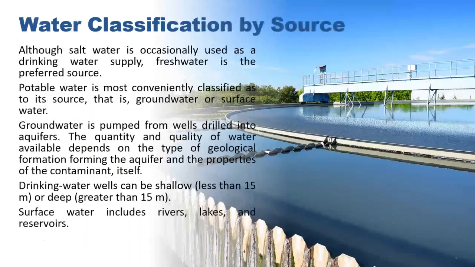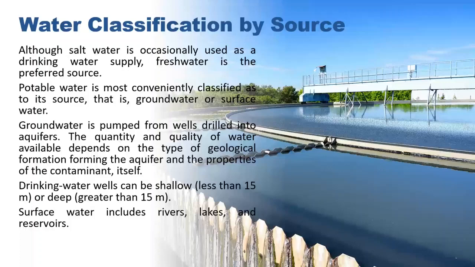Next, the water classification by source. Although salt water is occasionally used as a drinking water supply, fresh water is the preferred source. Potable water is most conveniently classified as to its source, that is, groundwater or surface water. In general, the deeper the well, the greater the level of protection from contamination. Deep wells only provide protection when the wells are properly designed and operated so that surface contamination is prevented.